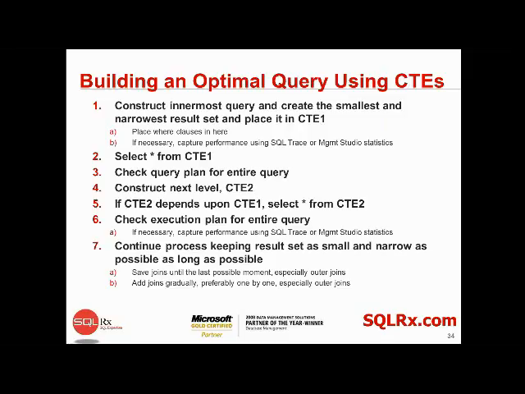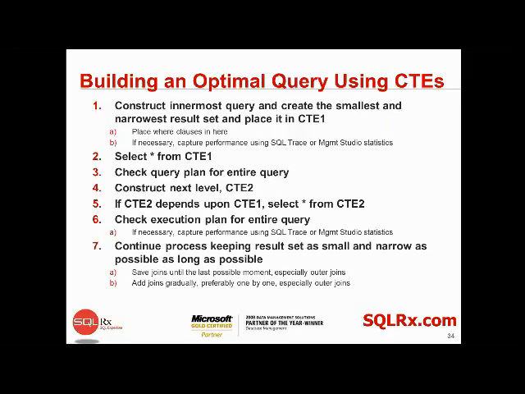The select star doesn't mean bring back everything from the table. It means bring back everything from CTE1, and it allows you to see what CTE1 is going to do and how it's going to work. And then you do the same thing for CTE2. And you keep working that way, looking at statistics, possibly tracing, X events, whatever. And you keep doing this, keeping your result set as small and as narrow as possible.